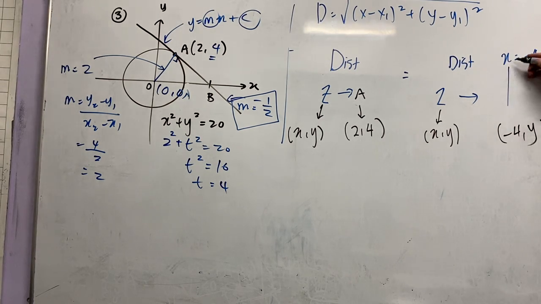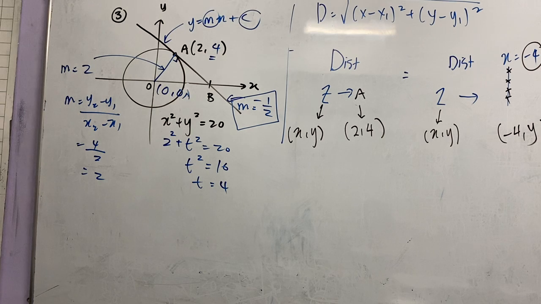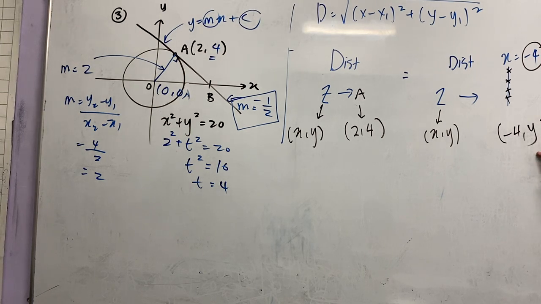Because dekat straight line ni kan, semua point tu boleh jadi. The x is -4, x tu confirm -4, tapi y tu boleh berubah. So that's why this particular coordinate dia akan letak (-4, y). Dia tak akan letak kosong sebab boleh je 1, boleh je 2, boleh je 3 kan. You can have anything on this particular straight line. So that's why you put the y as the general form. Is that good? Okay, next.